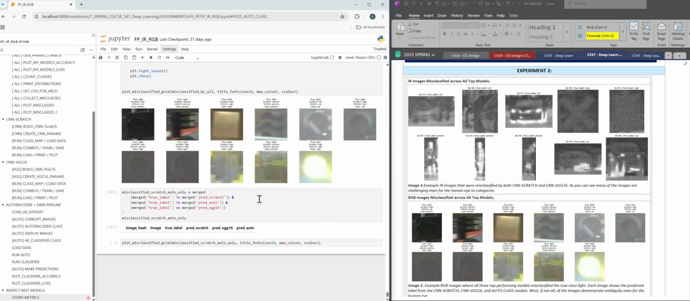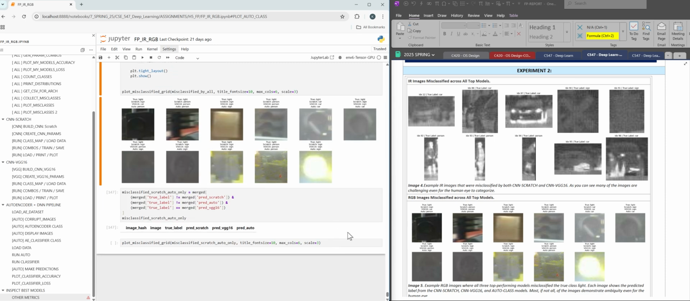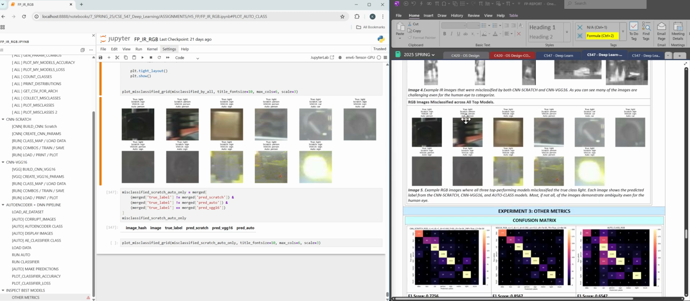I was able to print out the true label and the class that was predicted by each model. I did this by storing all of these images into a data frame, which was a lot, so I could only store a limited amount. So I just focused in on one smaller category. But anyway, I got some misclassified images that were across all of the data.